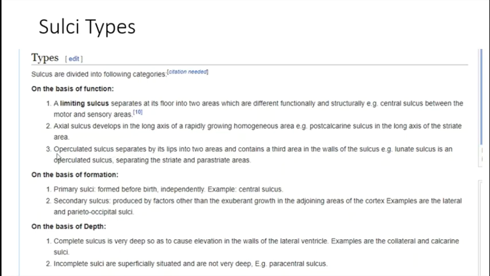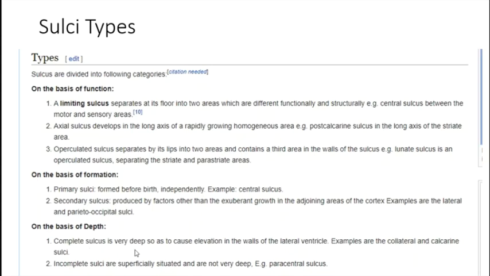Or they can be operculated sulci. Operculum means a curtain. So it's like a curtain and it holds another area under it. Or on the basis of the formation, they can be primary or secondary sulci. Primary are the ones which are formed before birth. Secondary sulci are formed after birth. And on the basis of depth, now this very point is very important because there is a sulcus which is complete and it is always asked which sulcus that is. So it can be a complete or an incomplete sulcus.